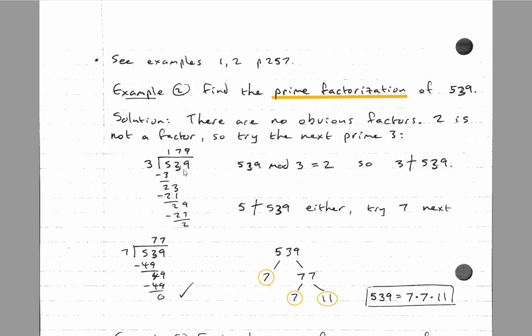Okay, so here we're doing it by hand. We could use a calculator. So 3 into 539. Doing a long division, it goes in 179 times, but there's 2 left over. So it's 179 and 2/3, so you'll get 179.666 repeating. Either way, 3 is not a factor. 3 does not divide 539.